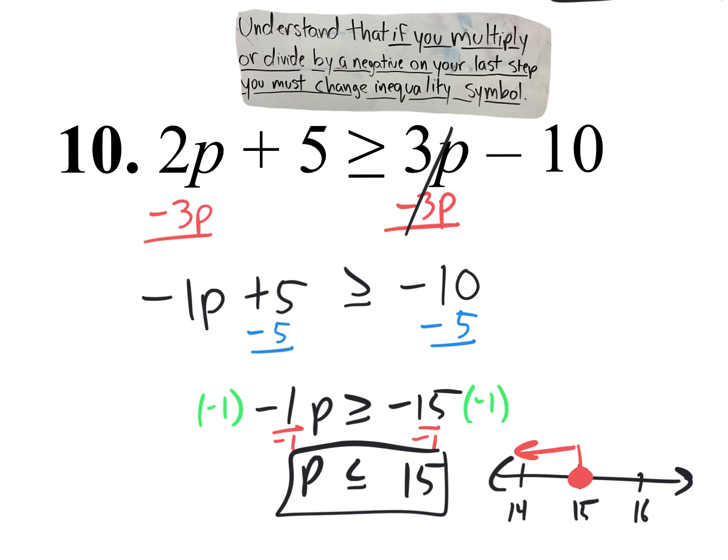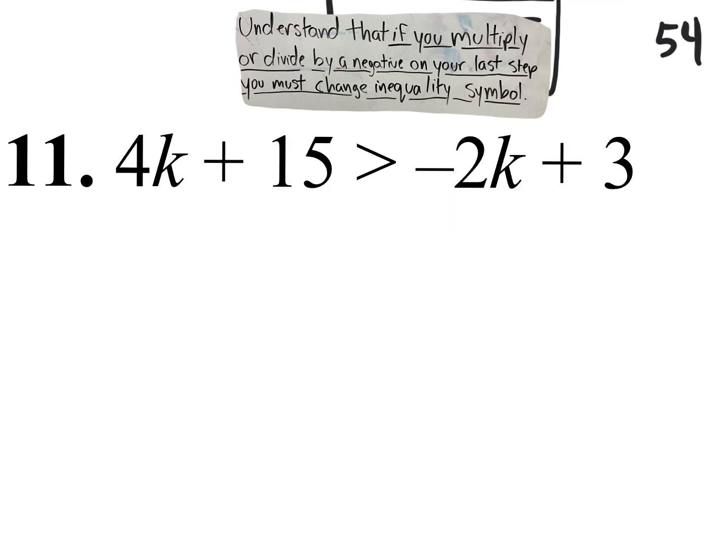Let's try another. Once again, we have variables on both sides. We have a k on the left side, a k on the right side. So when you're thinking, I want to get k by itself on one side, which side do you want it on? Well, you have it on both sides. You don't want it on both sides. I always want the variable on the left side, right? So I want to get rid of this minus 2k. How do I get rid of a minus 2k? I do the opposite of minus 2k, which would be a plus 2k.